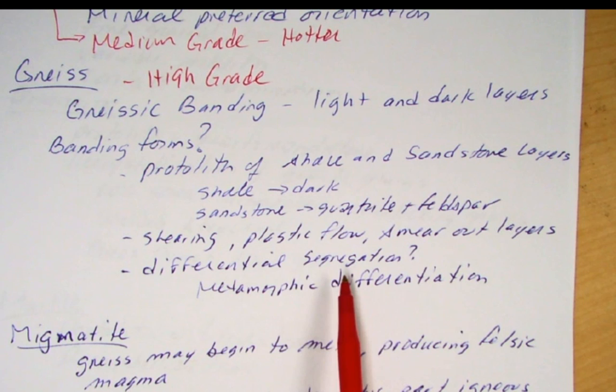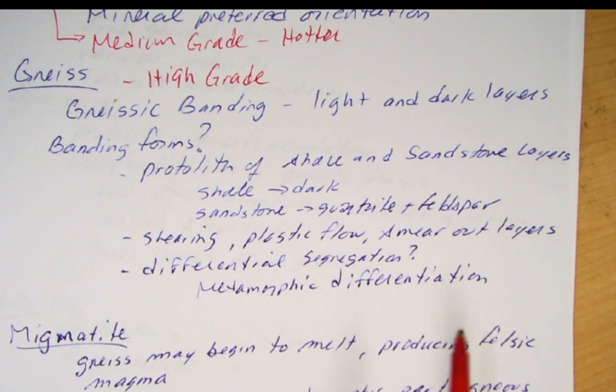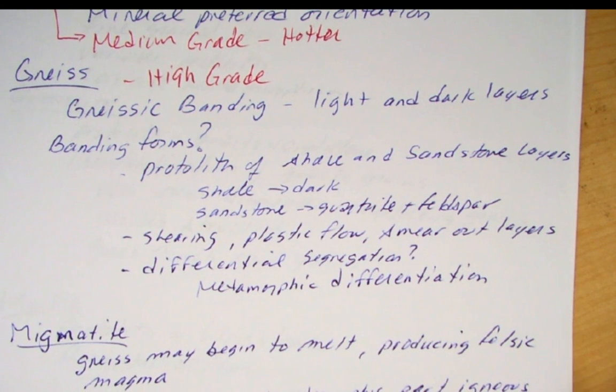And then your book talks about this idea of metamorphic differentiation, where chemical reactions can actually move around chemical elements into preferred light and dark banding, right? But the key thing about the gneiss is you're going to get the light and dark banding, the gneissic banding.